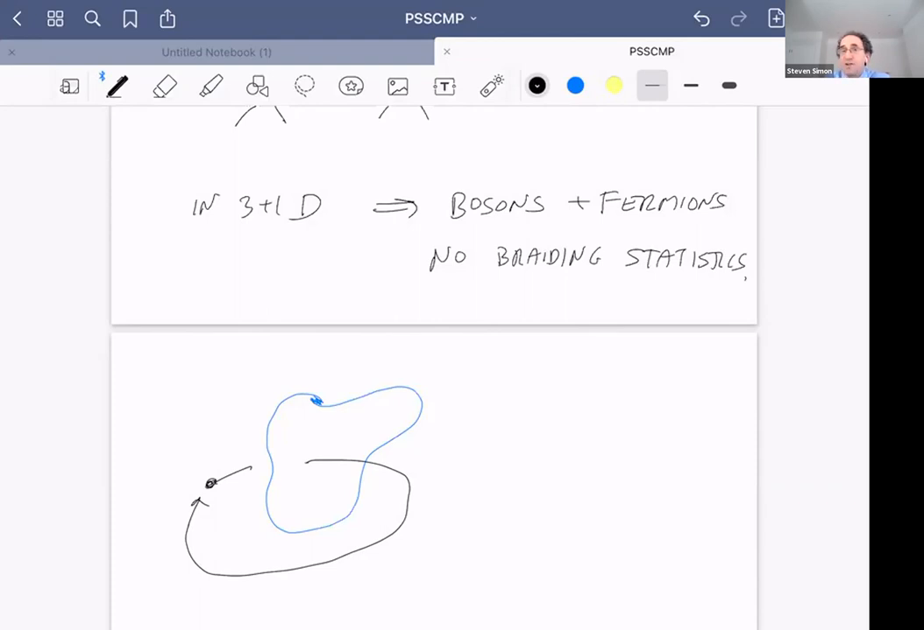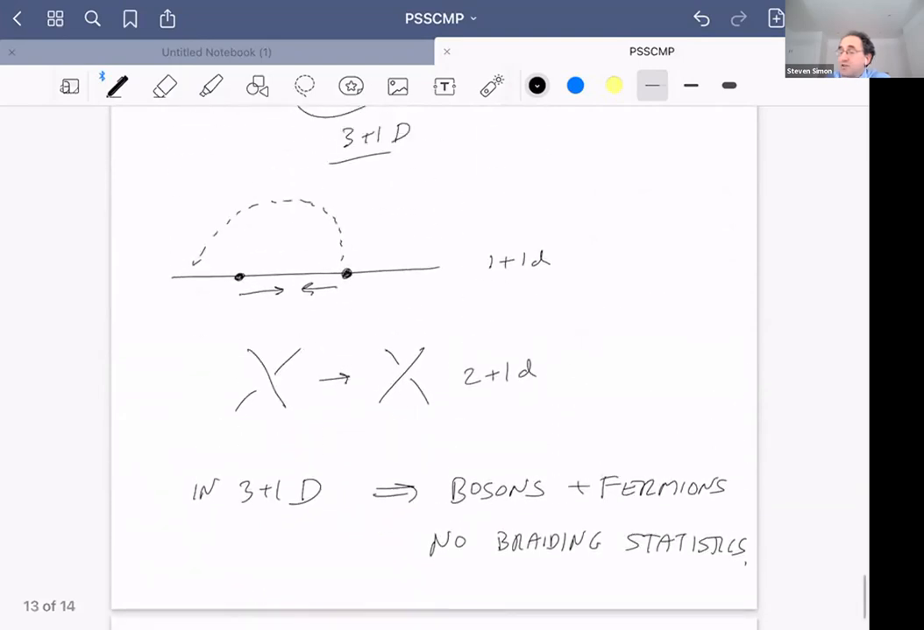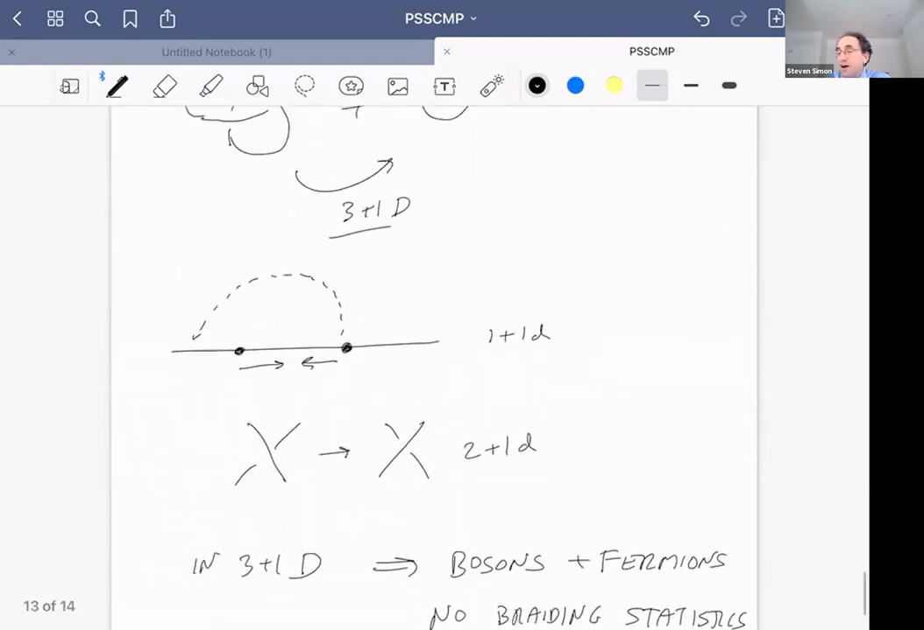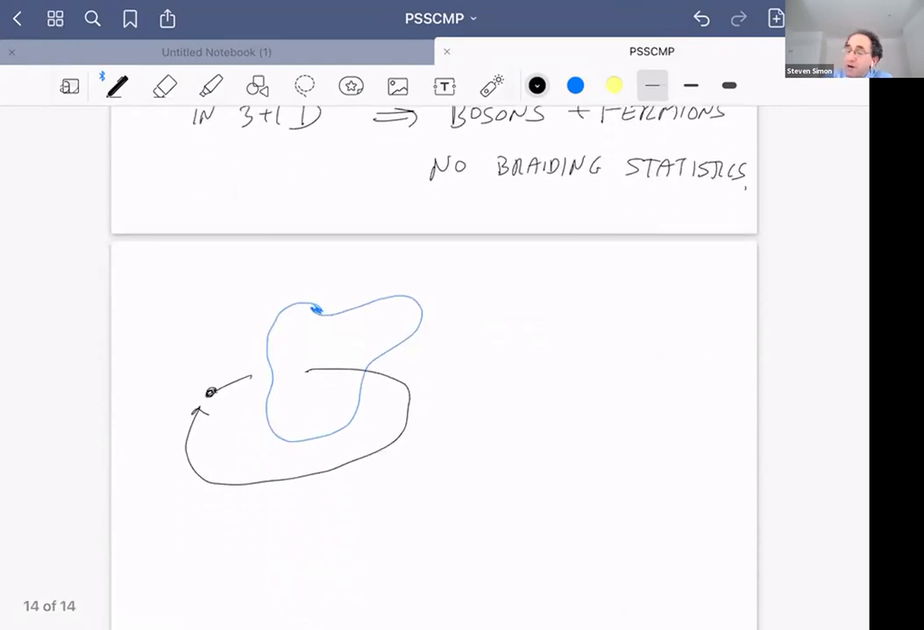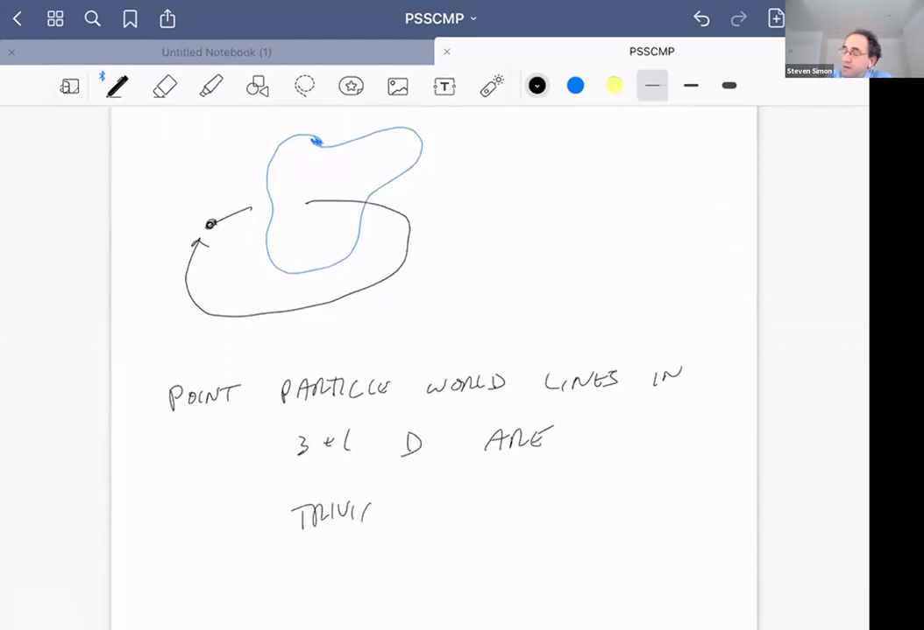So you can have non-trivial topology in 3+1 dimensions, but you can't have non-trivial topology of point particle world lines. Point particle world lines in 3+1D are trivial braids, are never knotted.